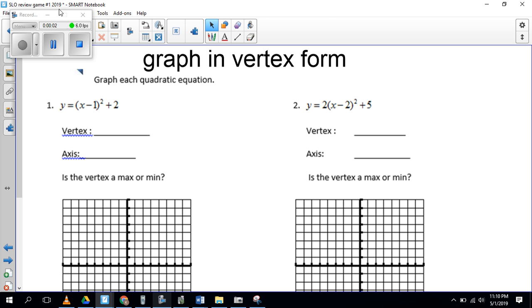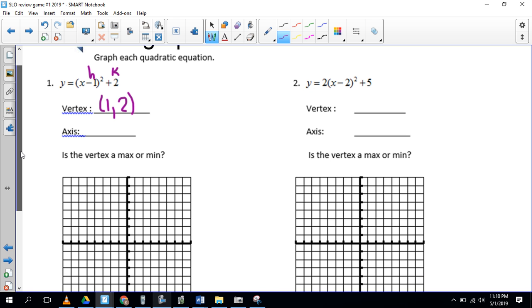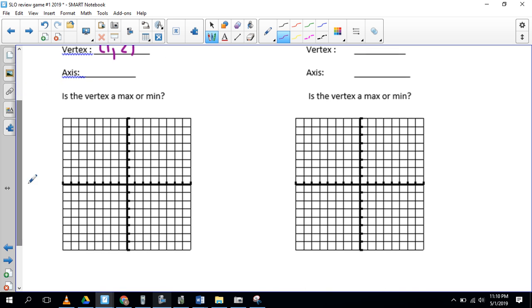Okay, so the next section that I'm going to do is graph in vertex form. And to graph in vertex form, the first thing we're going to do is identify the vertex. And remember how we identified the vertex in standard form? It's always your H and K. And you're just going to basically change the sign. It's always the opposite of what H is. So if it's negative, it's going to be positive. And K is going to be whatever it is. So vertex is 1, 2. So we're going to actually come here and graph 1, 2.